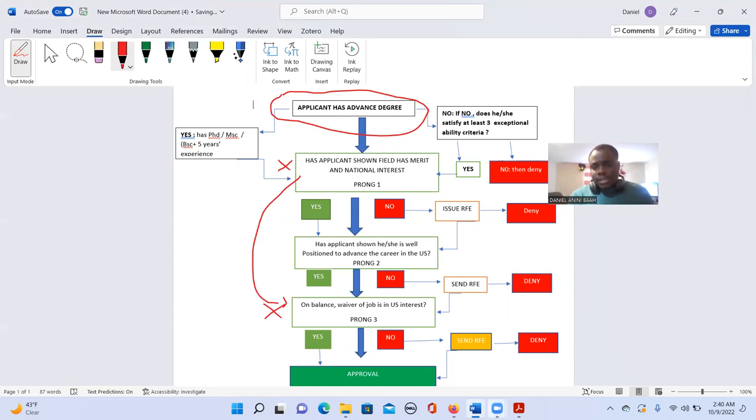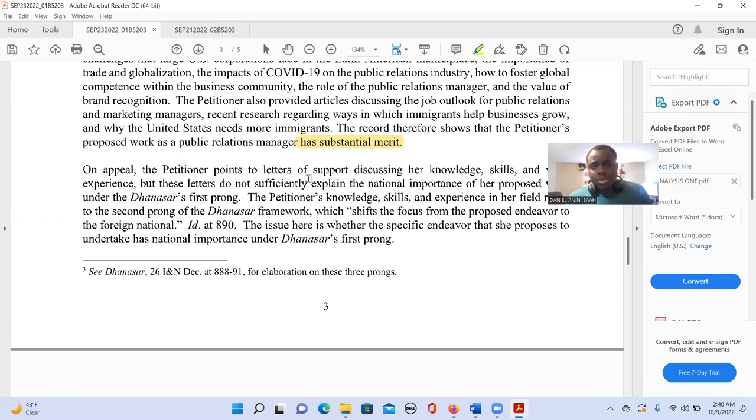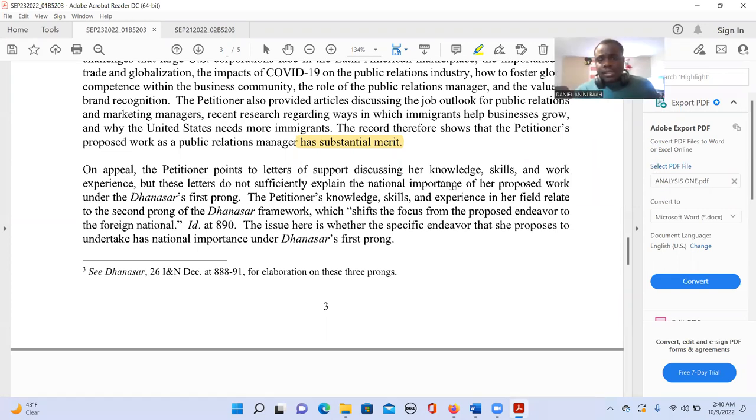And this is exactly what the immigration appeals board actually found out. Indeed, the person has satisfied the merits. But that is not the only thing they want the petitioner to satisfy. National interest is also what they want the person to satisfy. They said that on appeal, the petitioner points to letters of recommendation supporting, discussing his knowledge, skills, and work experience. But these letters do not sufficiently explain the national importance of his proposed work.